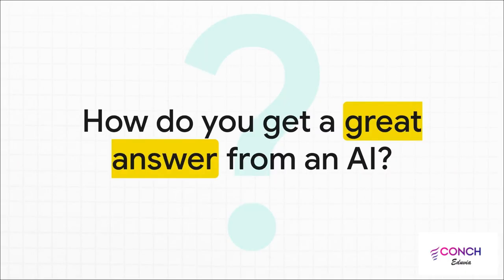I mean, this is the big question, isn't it? You know the AI is powerful, you know it has all this information locked away inside, but trying to get what you actually want out of it, it can feel like you're just rolling the dice. You ask a question, get a kind of meh answer, so you change a word here and there and try again. But what if there was a smarter way to do it?